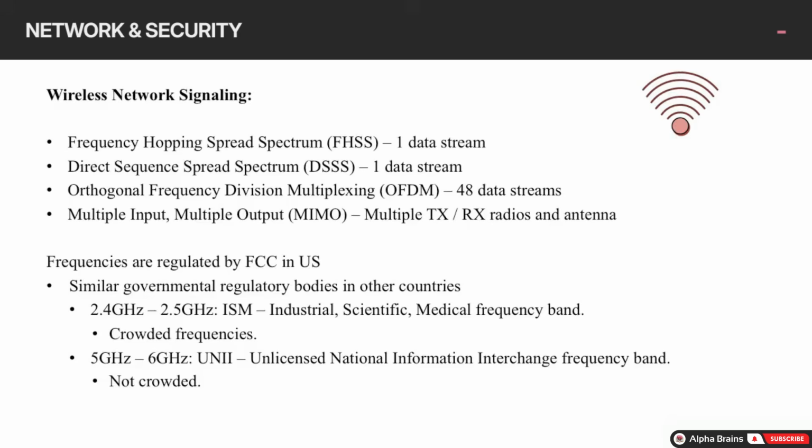Now, 802.11g and 802.11a use orthogonal frequency division multiplexing, OFDM. And that increased the number of data streams from 1 up to 48 data streams. And this allows us that huge jump in throughput from the 11 megabits at 802.11b to 54 megabits that we see with 802.11a and 802.11g.